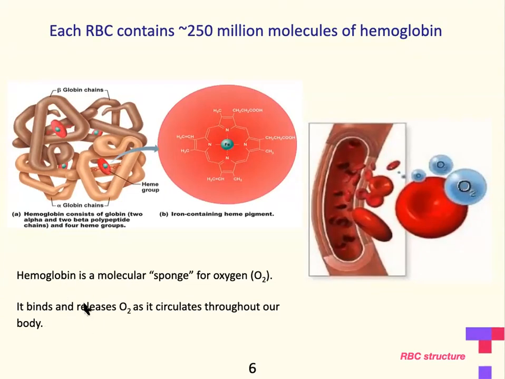Hemoglobin is able to bind and release oxygen as it circulates through our body. It binds to oxygen in our lungs and then carries the oxygen to our tissues to release. The hemoglobin is then deoxygenated and transported, along with the rest of the hemoglobin within that red blood cell, back to the lung to be reoxygenated.